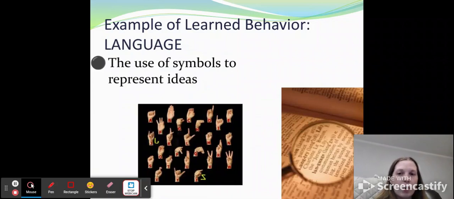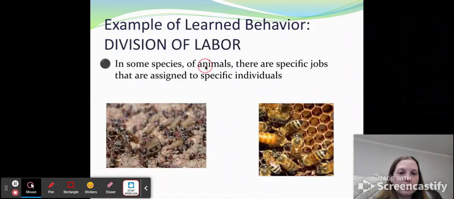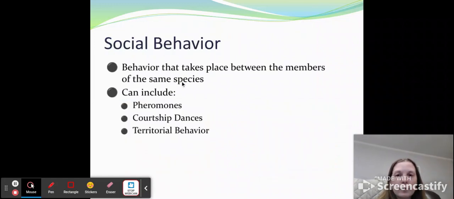Language is a growing one, which is the use of symbols that represent ideas. Division of labor. So species will take specific jobs that are assigned to specific individuals. So you can think of worker bees versus the queen bee versus the egg-laying bees. You've got different jobs for ants, all kinds of different things. They're assigned specific jobs that they have to do.